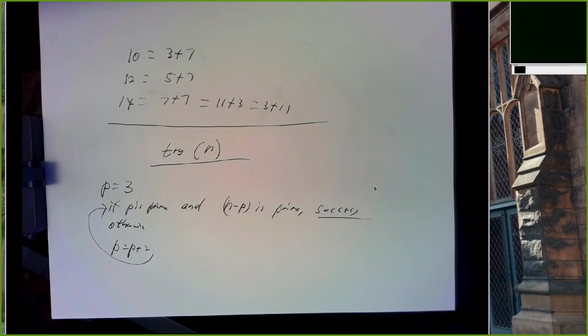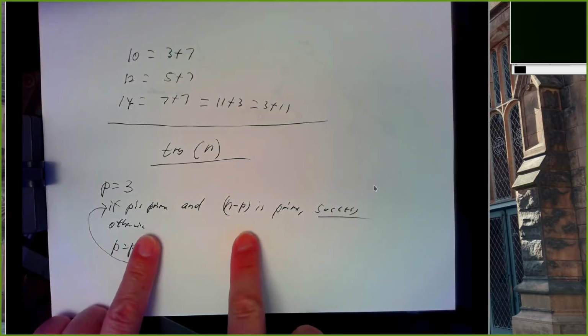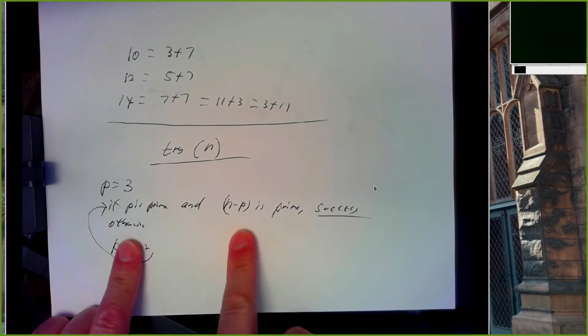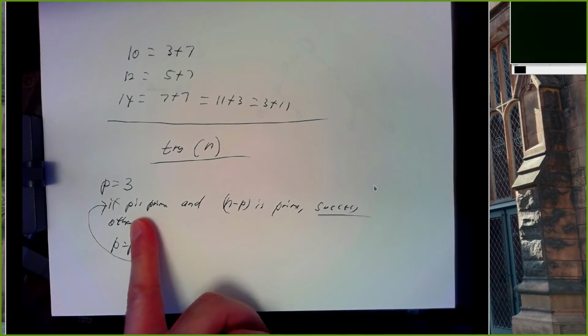A slightly worse way is to just go through all numbers from 1 to n minus 1 and test both of these to see if they're prime, right? As soon as you know p is not prime, don't bother testing n minus p. Because even if this is prime, if that's not, this isn't a solution.